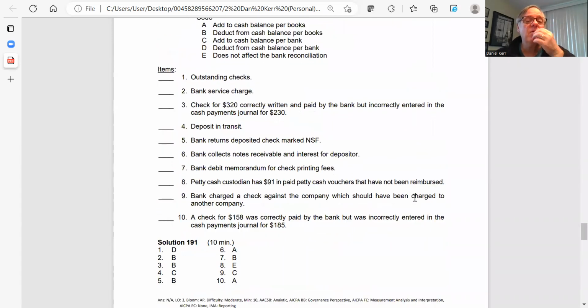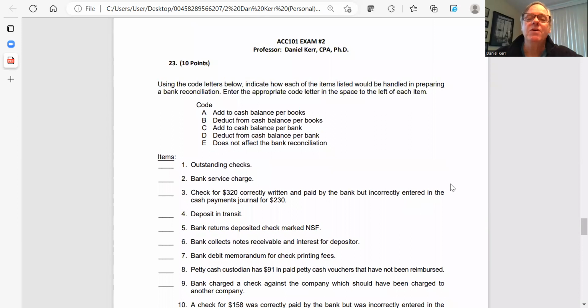Next one, and quite a few of you really messed this up. I thought I was making life simple for you. So rather than doing the actual bank reconciliation, I tested you on your knowledge of where things go. So you have to look at each one of these things. The choices here are: add to the balance per the books, deduct from the balance per the books, add to the cash balance per the bank, deduct from the cash balance per the bank, or does not affect the bank reconciliation.